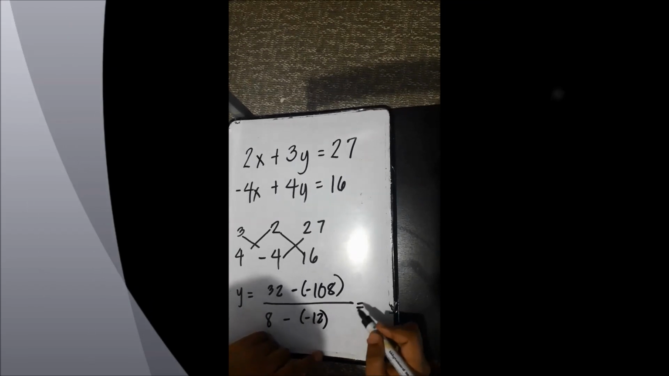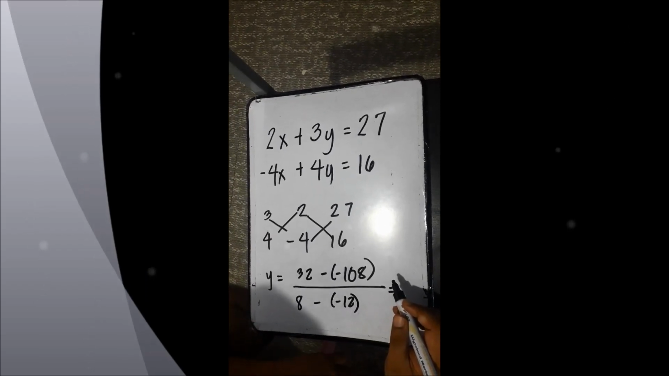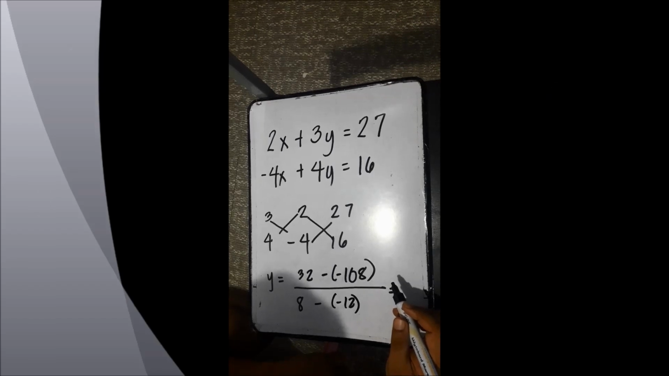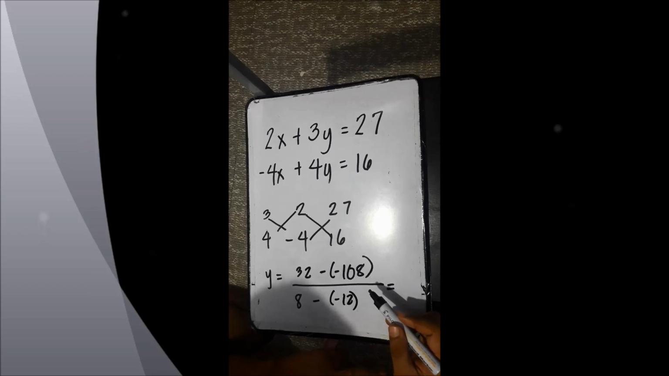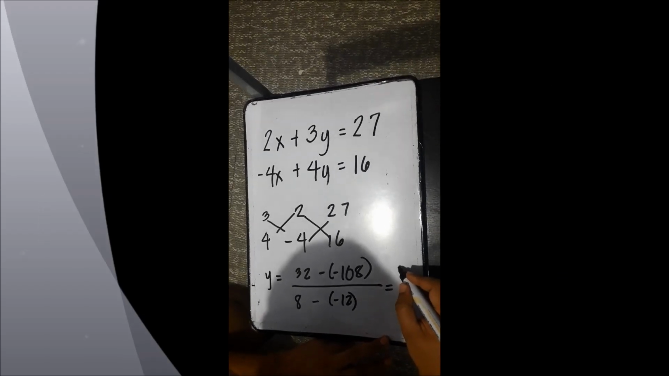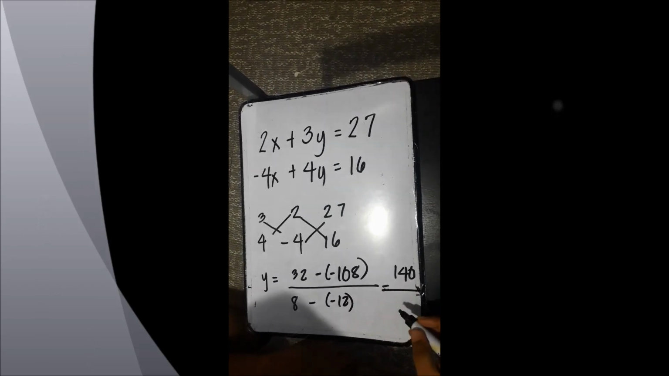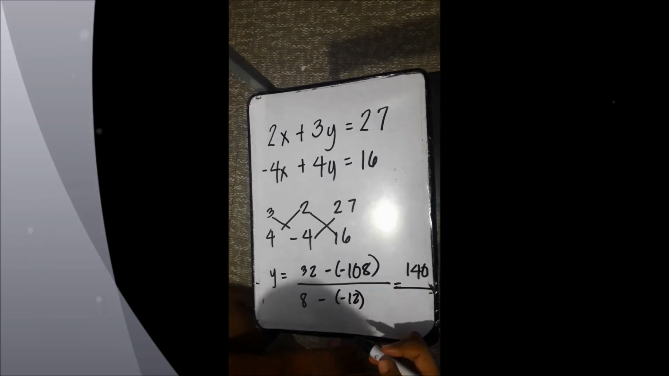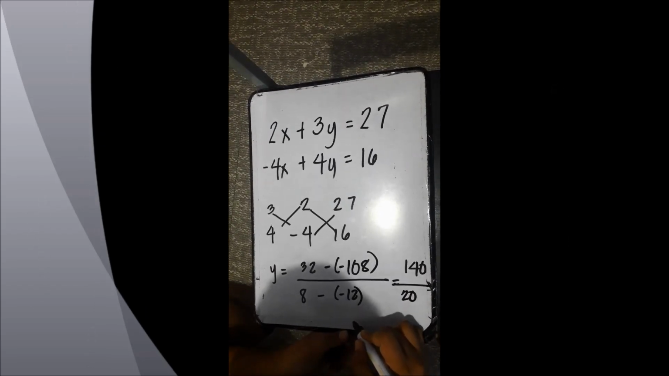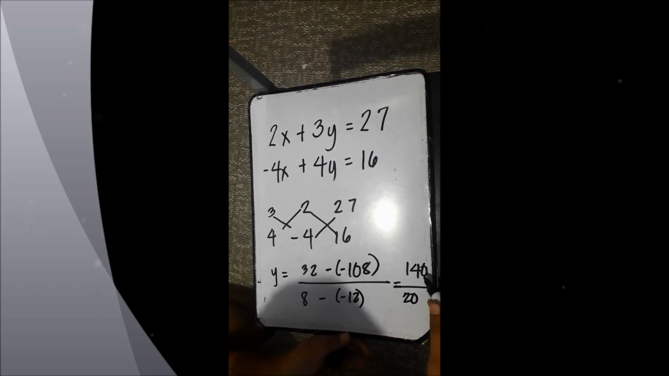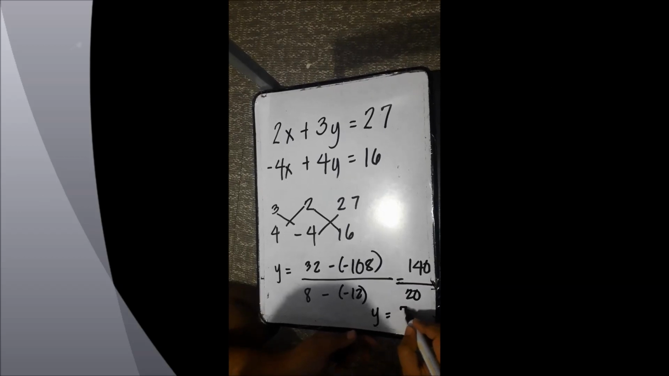And simplifying this further, simplifying the numerator, so that's 32. This now becomes plus 32 plus 108. That gives me positive 140. All over, that's 8 plus 12. That gives me 20. So, simplifying this, 140 divided by 20, y is equal to positive 7.